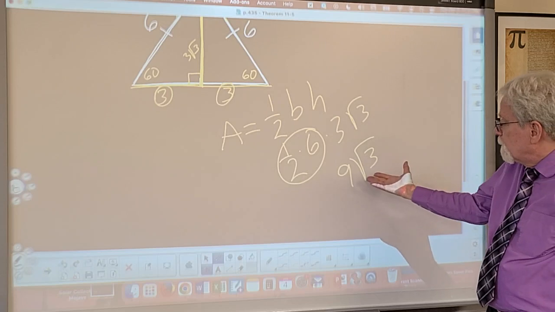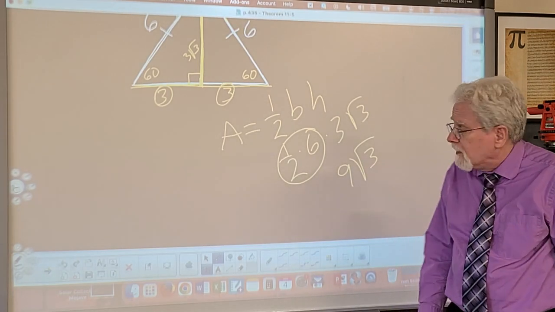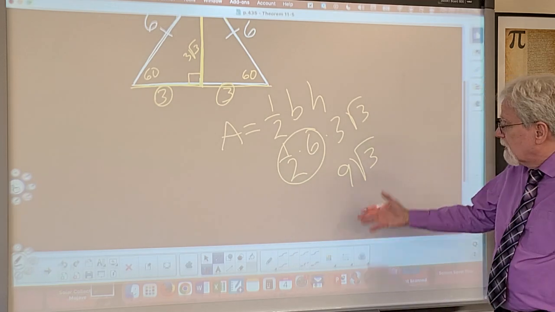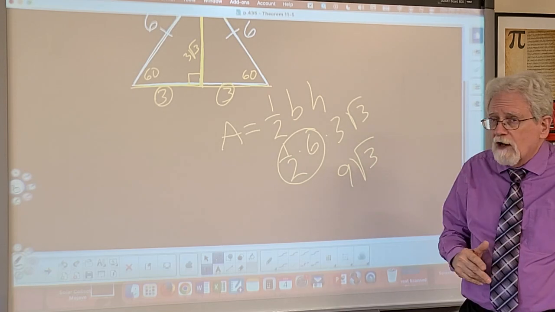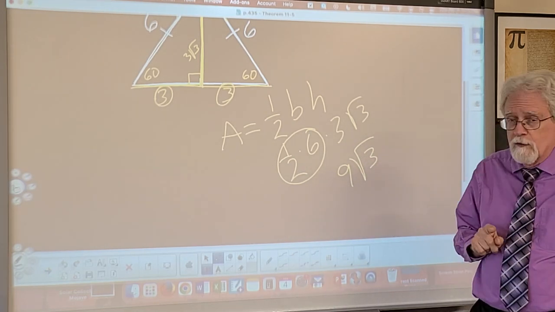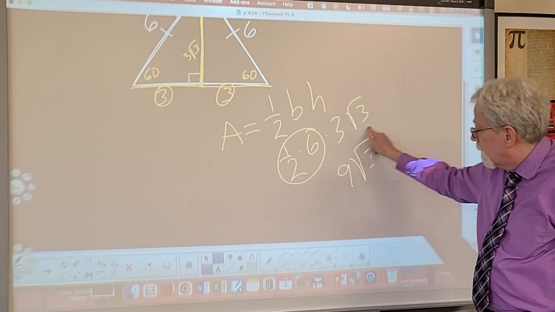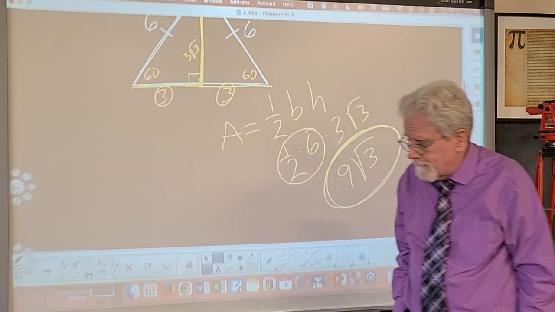Oh, we could get an estimate. We can punch square root of 3 into the calculator. It's going to be 1 point something, something, something, something, and then multiply that by 9. We can get a decimal approximation of the area, but it is irrational. It's irrational because we don't know the square root of 3. And we're done. That's the area right there. Bingo. Ta-da! We did it. Yes, we did.